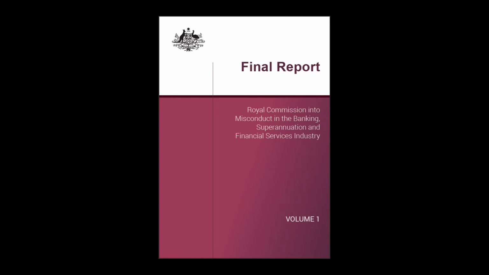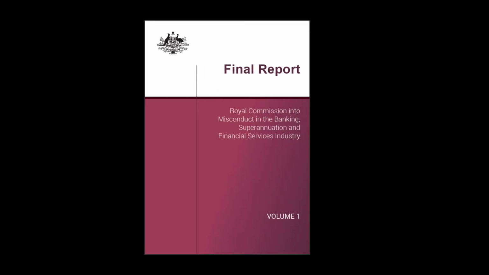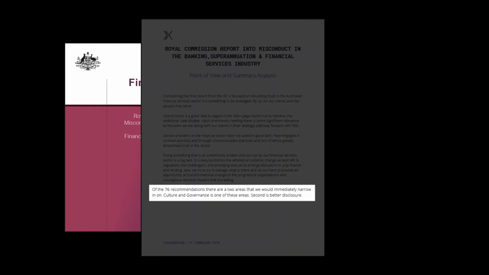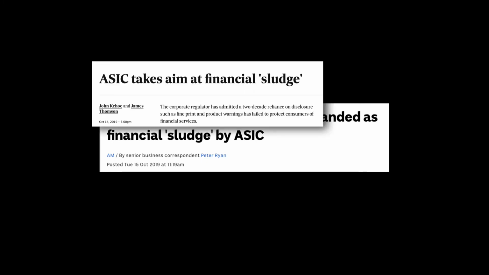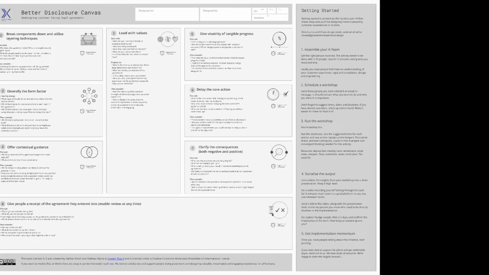Then, the Hayne Royal Banking Commission, an independent inquiry into the conduct of Australian financial services, really came to life. There was a lot that came out of this, but one specific area was that disclosure had to be improved. The regulators referred to financial disclosures as sludge. They even went as far as to say that these practices enabled poor conduct. So to help solve this big problem, we created the Better Disclosure Canvas.